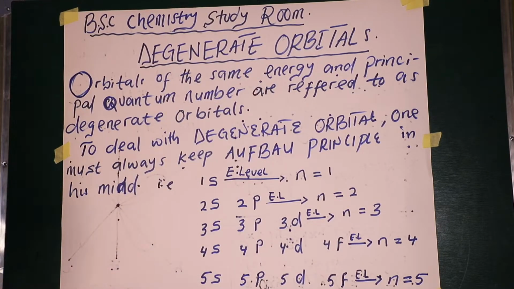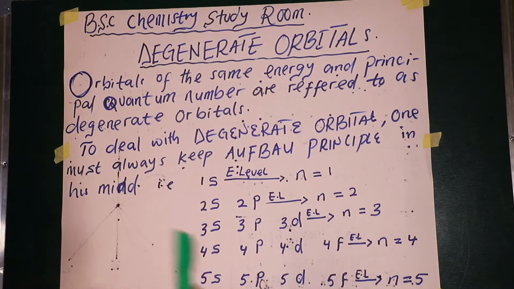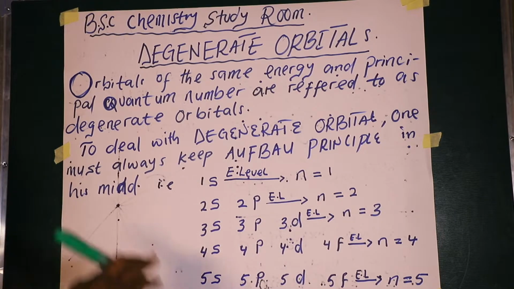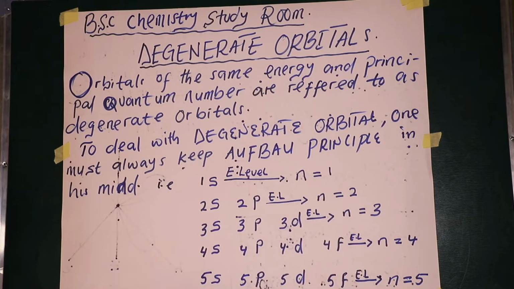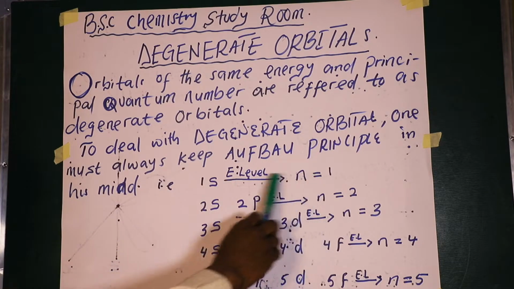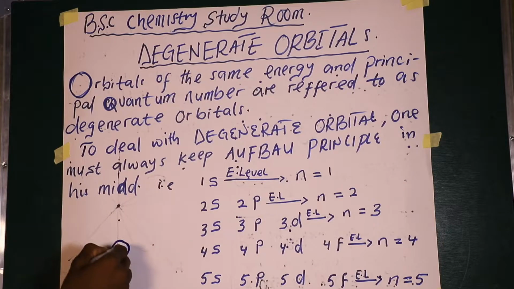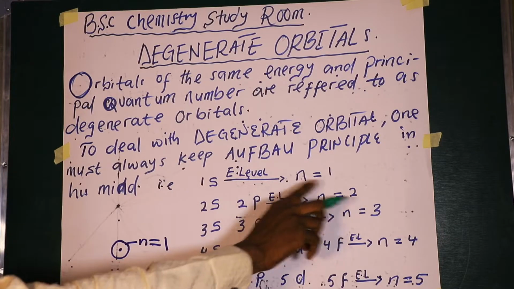To deal with these degenerate orbitals, one must always keep the Aufbau principle in mind in order to make it very easy. This is the Aufbau principle diagram. It tells us more about the energy level of any atom on the periodic table. This is 1s, which tells us about the first energy level, where n is equal to 1. For example, when drawing this energy level in the form of shells, this is a shell, this is a nucleus. This shell shows where the energy level n is equal to 1.